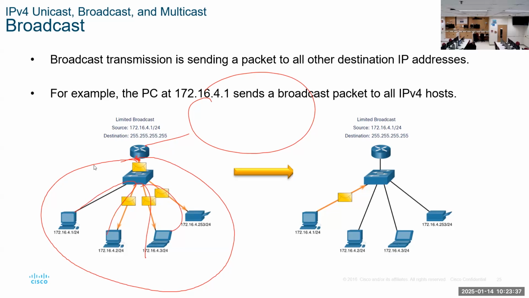But the router is the one who stops every broadcast. So the router never forwards it to the other network here. And if it forwarded, you would be flooding broadcast all over the world, right? That's the reason the router stops broadcast messages. So if you want to send a broadcast message, you send it to everyone on the same network. Right? And in many cases, you need the broadcast message here. And later on, I will show you how to work with the broadcast message.